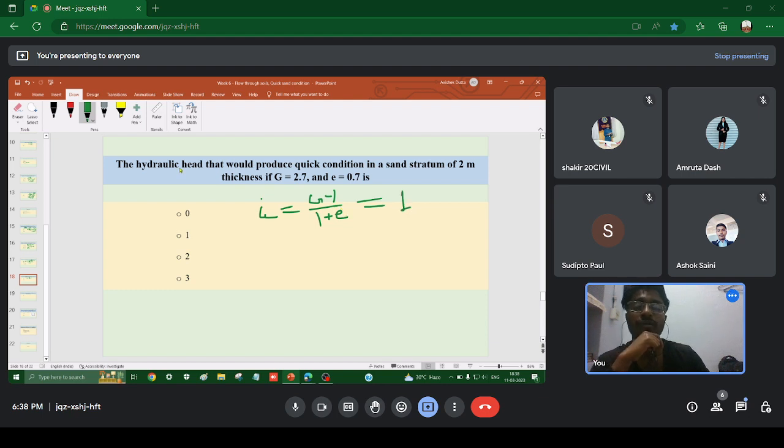And you are asked to find out the hydraulic head. So what is the hydraulic head? How do you find out the hydraulic head? What is the value of IC? IC equals hydraulic head by length of traverse, or hydraulic head equals IC into length of traverse. Length of traverse is 2 meter. 2 into 1, 2. The head is 2 meter.